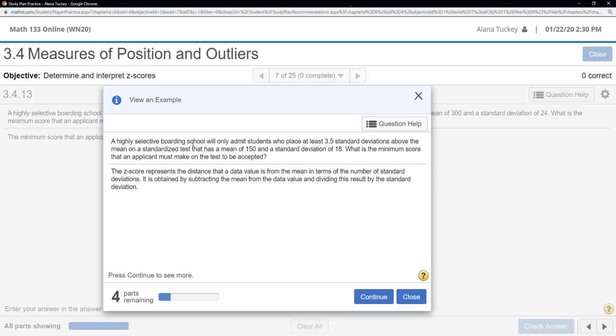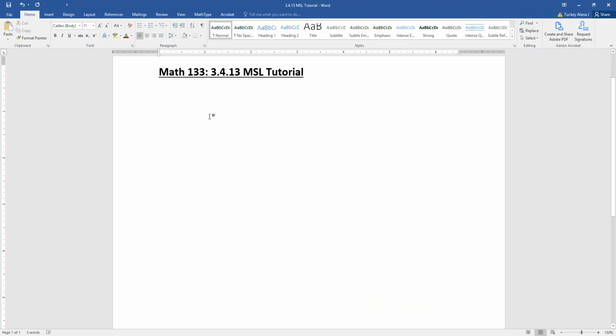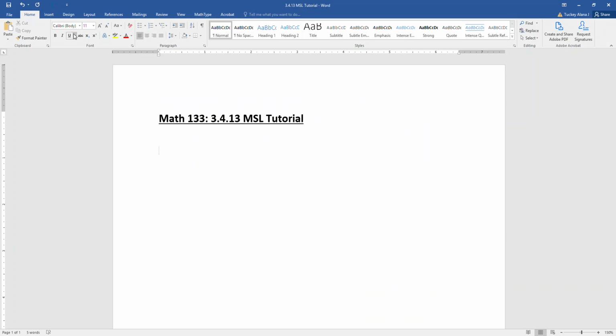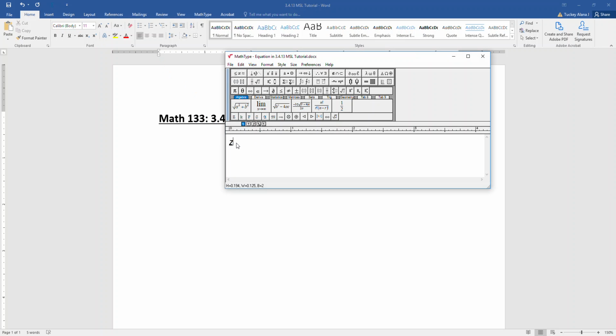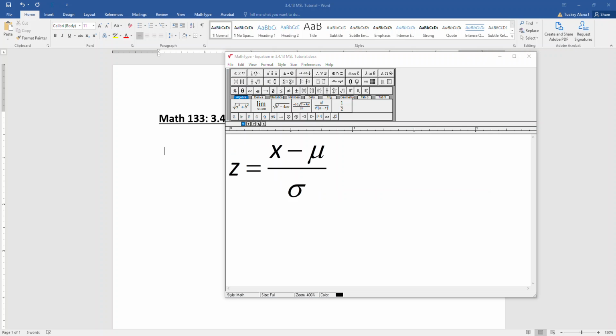Okay, so we're going to use the z-score formula to do this. Let me go back and remind everybody what the z-score formula is. The z-score formula is: you take your value minus the mean and divide it by the standard deviation. Let me make the print bigger. There, that's significantly bigger.